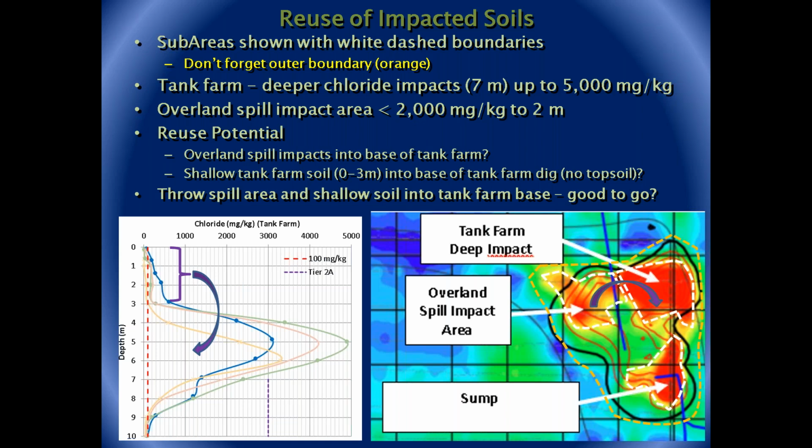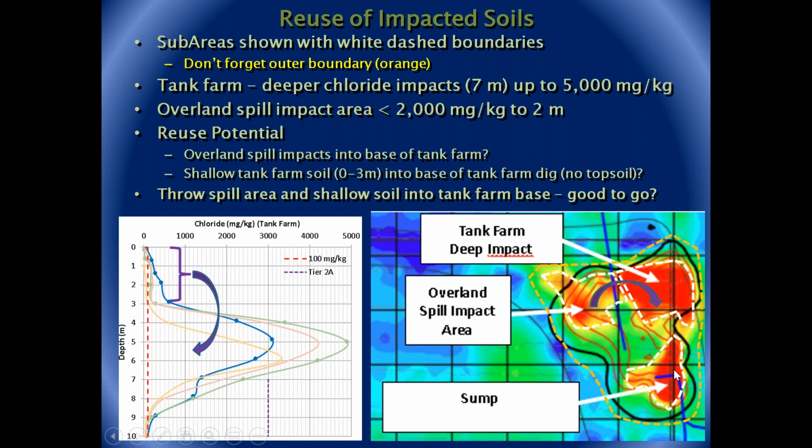You're not digging a new pit, and you're not creating a landfill and throwing impacted material there. You're digging out where you already have impacts, and you're replacing higher impacted material with lower impacted material. So you're not making the situation worse, you're making it better, but instead of using perfectly clean backfill, you're using slightly impacted material. So in this tank farm, again, we had 5,000 parts per million down to about 7 meters. And then in the overland spill area here, the concentrations were lower. They peaked out at about 2,000 milligram per kilogram, and it was down to a depth of about 2 meters.